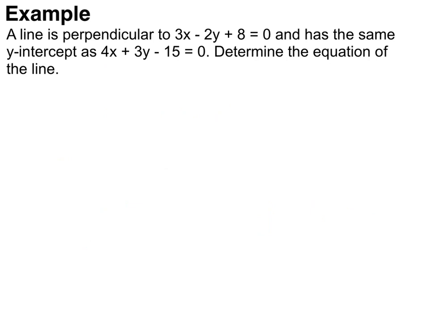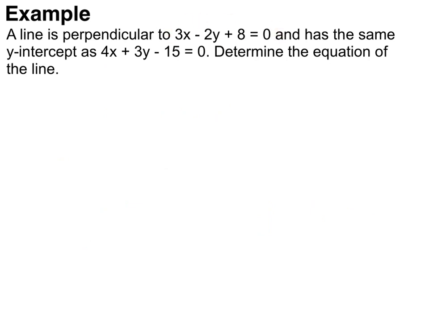So here, a line is perpendicular to 3x minus 2y plus 8 is equal to 0 and has the same y-intercept as 4x plus 3y minus 15 is equal to 0. Determine the equation of the line. So again, we're after two things: the slope of our line and the y-intercept of our line. So our line is perpendicular to this one.